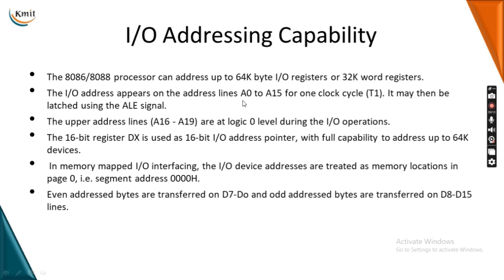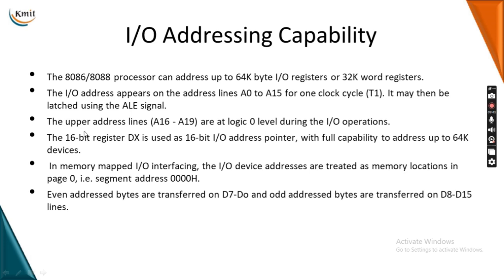As IO addresses are 16-bit, we can store a 16-bit address in the address lines from A0 to A15 for one clock cycle. One clock pulse is being applied. It may then be latched using the ALE signal, the Address Latch Enable, which enables the signal in order to go for the next cycle.